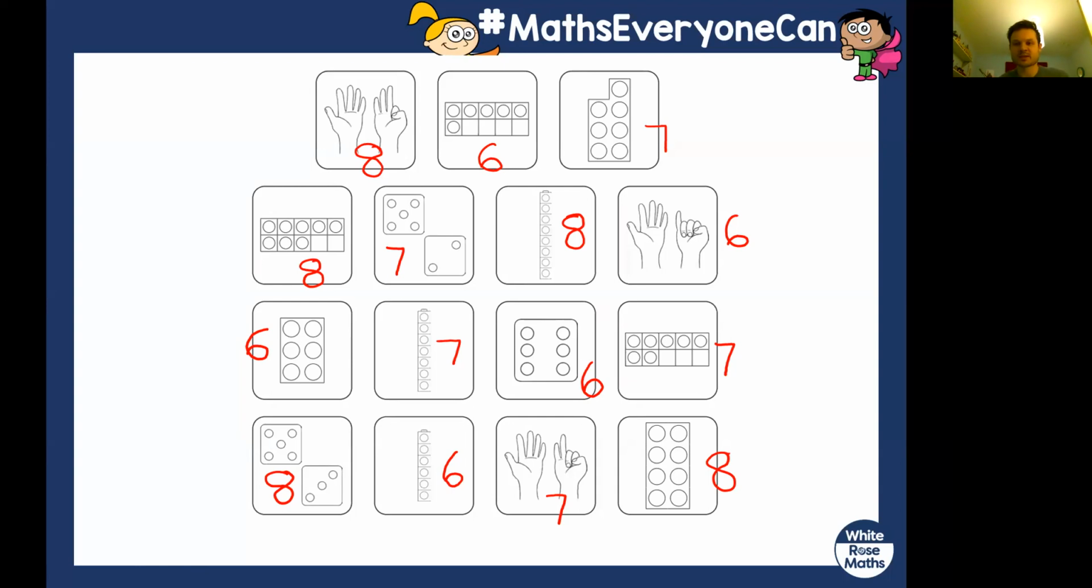That's the end of today's maths lesson. And tomorrow we'll be looking at 1 more and 1 less of numbers up to 5.